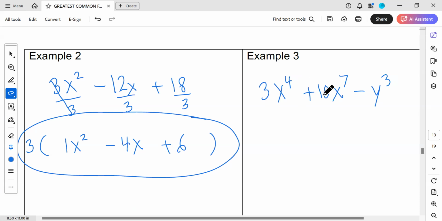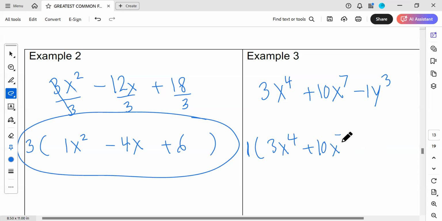I got 3, 10, and when I have a minus sign, what number is here? Negative 1. So if I have 3, 10, and negative 1, what's the GCF of those three? Just 1, right? So I could skip a space and just put the 1. Now, do I have any other letters in common? No. So I'm finished.